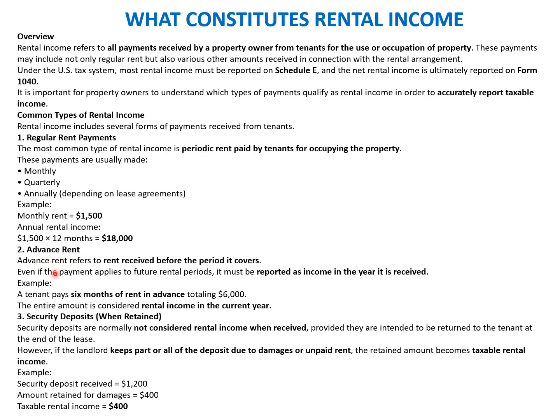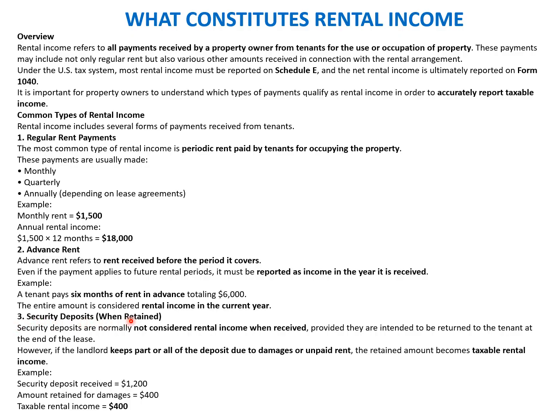Second is the advance rent. Advance rent refers to rent received before the period it covers. Even if the payment applies to future rental, it must be reported as income in the year in which it is received. So basically, it is the concept of the receipt basis. Rental income needs to be reported on the receipt basis, for the year in which it has been received rather than the year in which it has accrued.